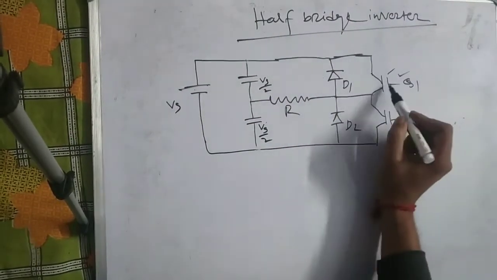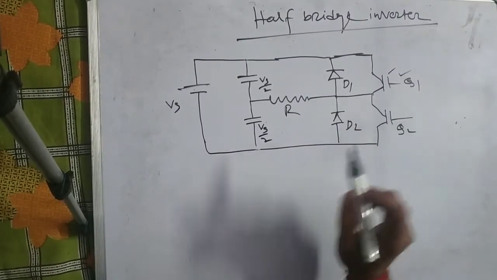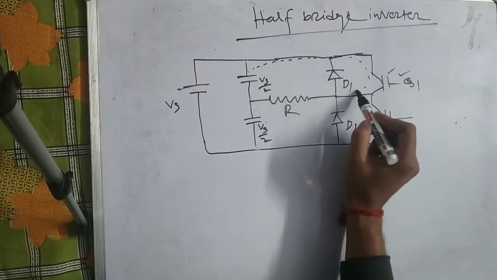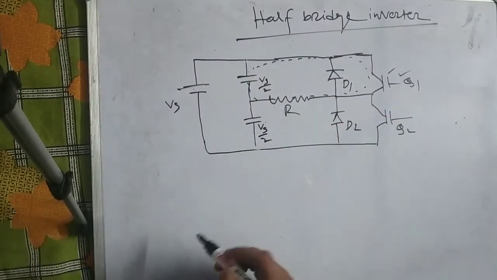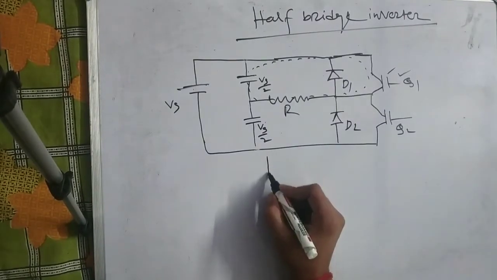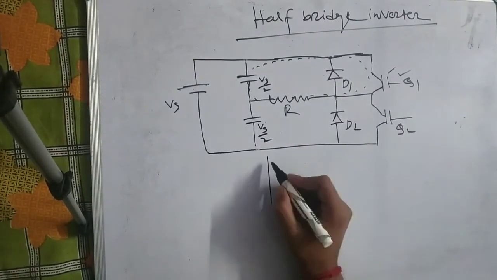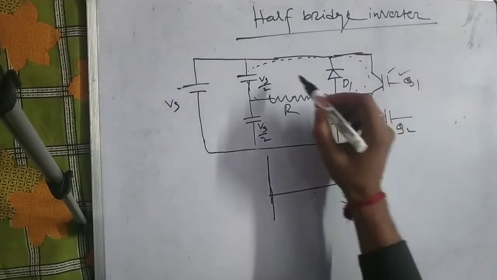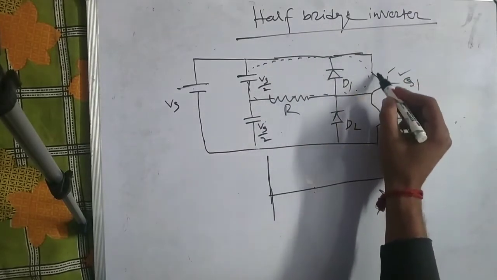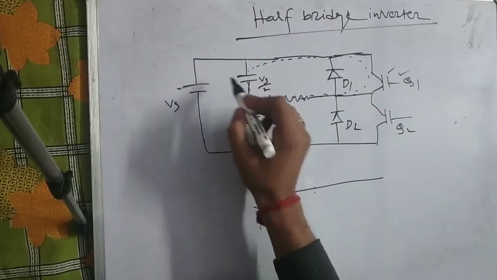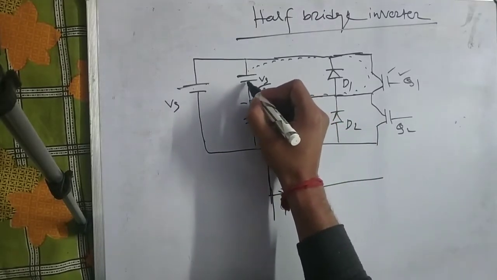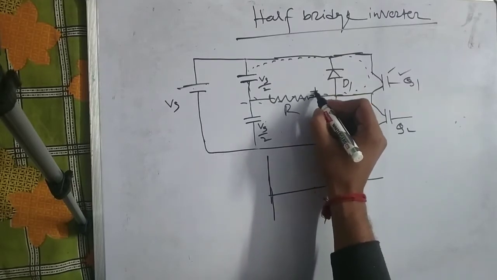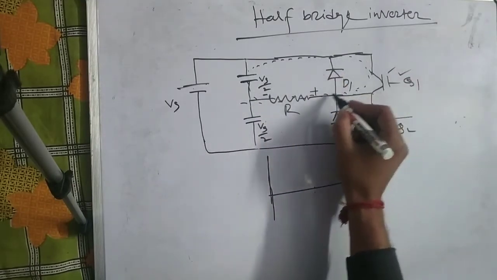Now when switch Q1 is on and Q2 is off, what will happen? The current will flow through this circuit to the load and back. If we draw the output waveform, for T by 2 time the current will flow through this switch and back to the capacitor. So the output voltage polarity will be positive at this end and negative at the other, because current is entering at this point.